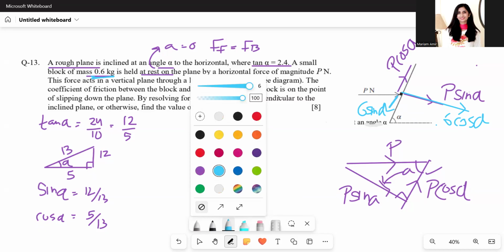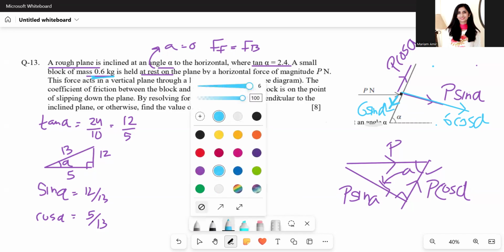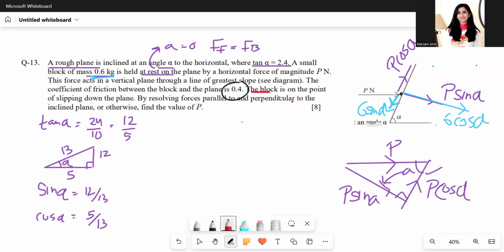This was the mg sine theta. Okay, the block is on the point of slipping down the plane. So if it is on the point of slipping down the plane, that means it hasn't slipped yet, but when it will move downwards, which means that friction is going to be opposite. This is going to be the direction of motion, and this is going to be the direction of friction.